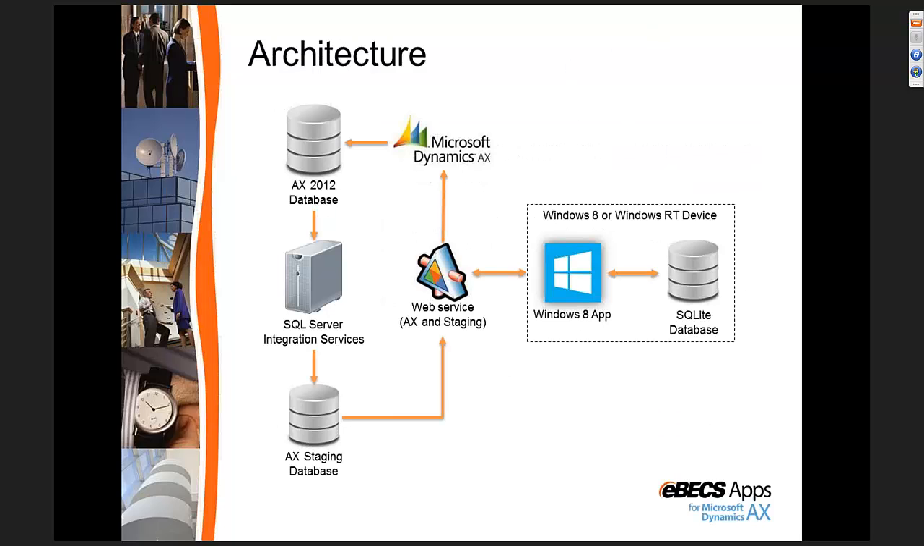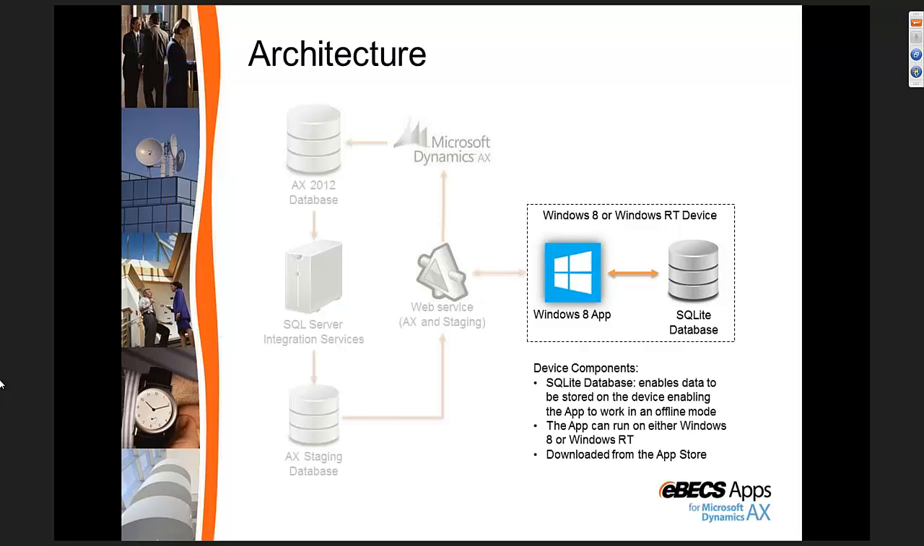So what does the architecture look like? What we have on the right-hand side of the screen is the actual app itself, and that'll sit on your Windows 8 or Windows 8 RT device. Sitting behind that, we've got a SQLite database, and we've built a web service which allows us to synchronize between your AX system and the staging database to provide your online and offline synchronization. So the SQLite database enables data which is relevant to that user to be stored on the actual machine that they're using. And this is all available from the App Store. The app itself is also available with that, and they work together to provide the user with an experience that they can have anywhere they are.